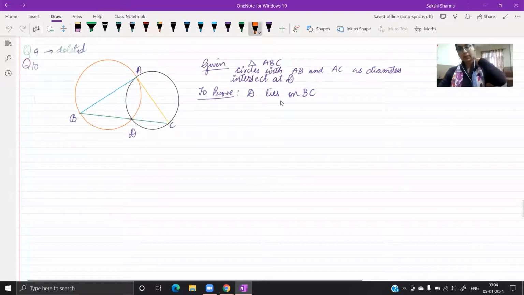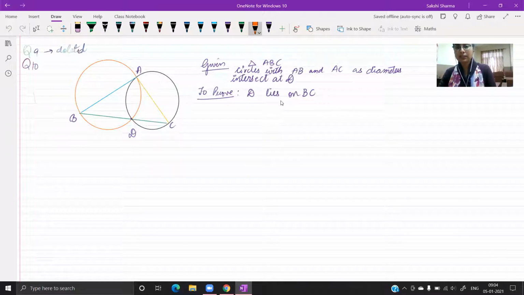So question number 9th again is deleted. Question number 10th, I have taken a triangle ABC. I've drawn circles with AB and AC as diameters. The point of intersection is D. I have written here: circles intersect at D. The circles are drawn with diameters AB and AC respectively. You have to prove that D lies on BC.